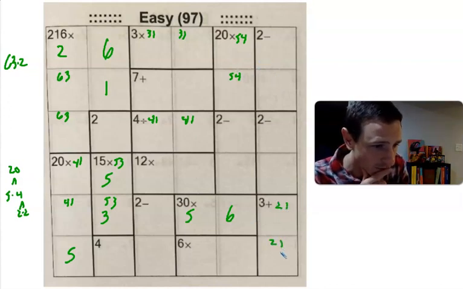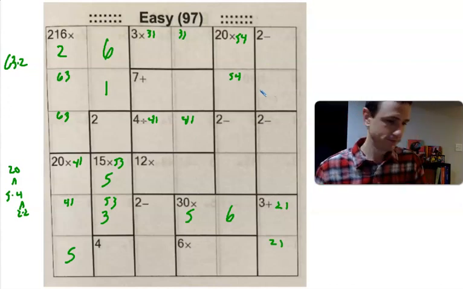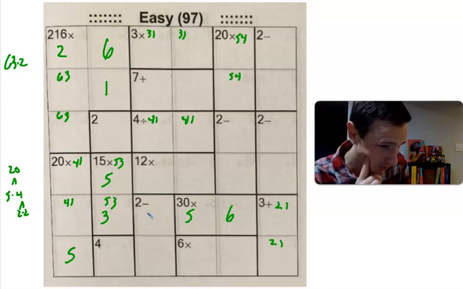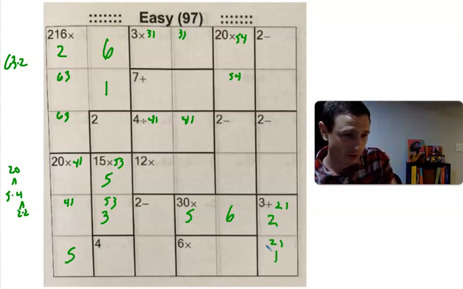So if this is 2 and 1, that makes this 5 and 3. No. Yeah, because this could still be 6 and 4 here. I'm trying to fill in the time crunch. Six, five, four, three, two. So this can't be 2 here, because this has to be a 4. So this is going to be 2, this is going to be 1, 6, 5.